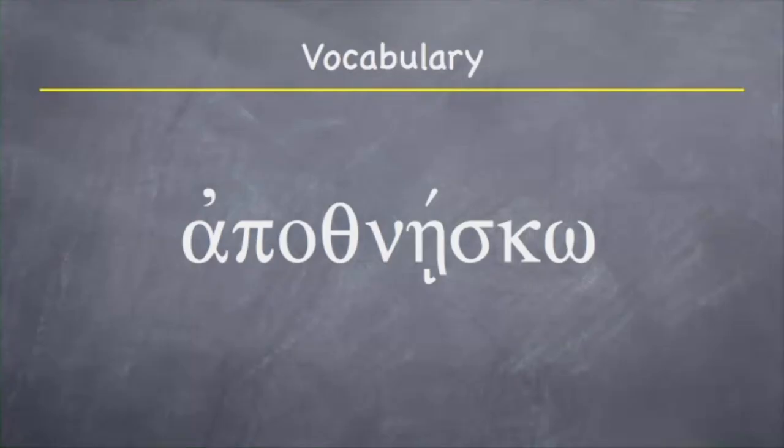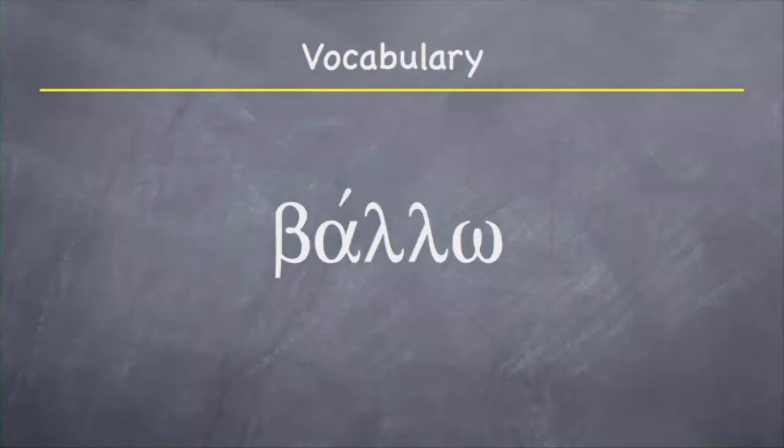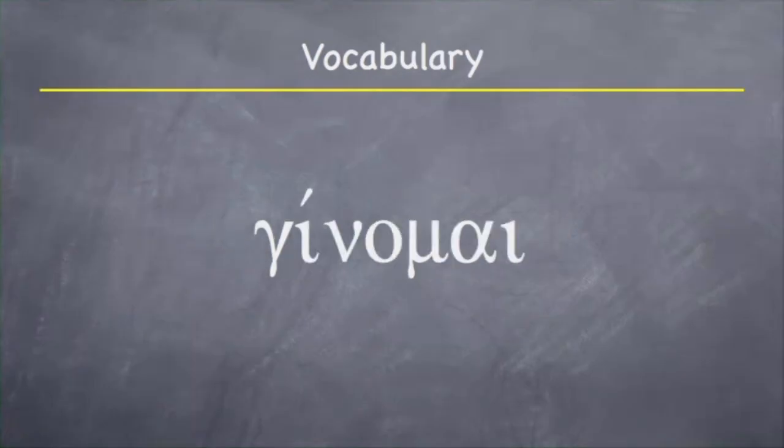Apothnesko: I die, am about to die, am freed from. Artos, artou, ho: bread, loaf, food. Ballo: I throw. Ge, ges, he: earth, land, region, humanity. Ginomai: I become, am, exist, happen, take place, am born, am created.